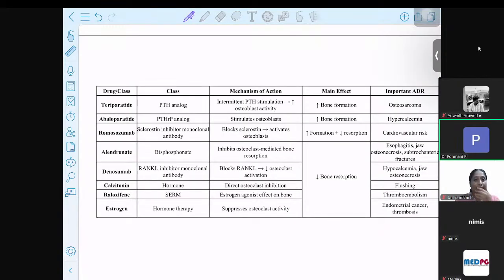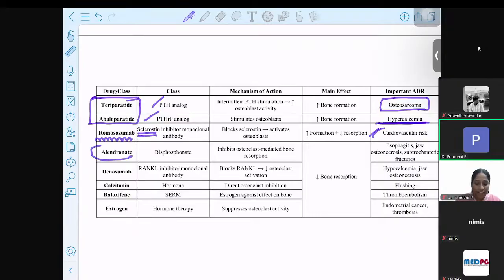It's going to decrease the bone resorption and increase the bone formation. Out of this, teriparatide and abaloparatide are parathormone based. Teriparatide is a PTH analog, whereas abaloparatide is a PTH-RP analog. And what is the most important ADR? Teriparatide causes osteosarcoma, whereas abaloparatide can cause hypercalcemia. Okay. And then comes our sclerostin inhibitor, which is romosozumab, and cardiovascular risk is more.